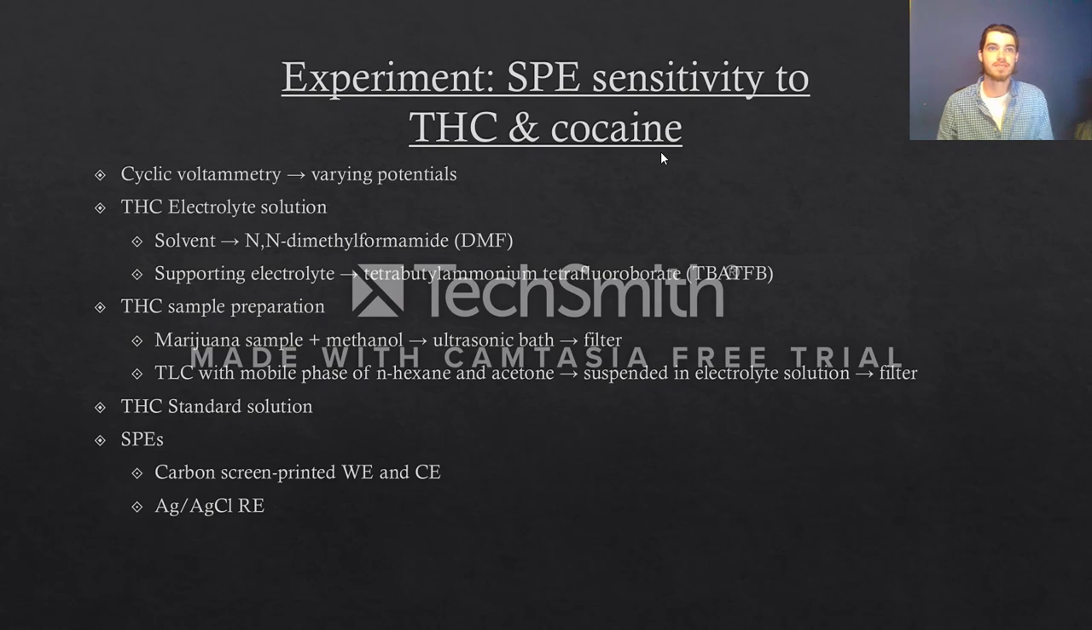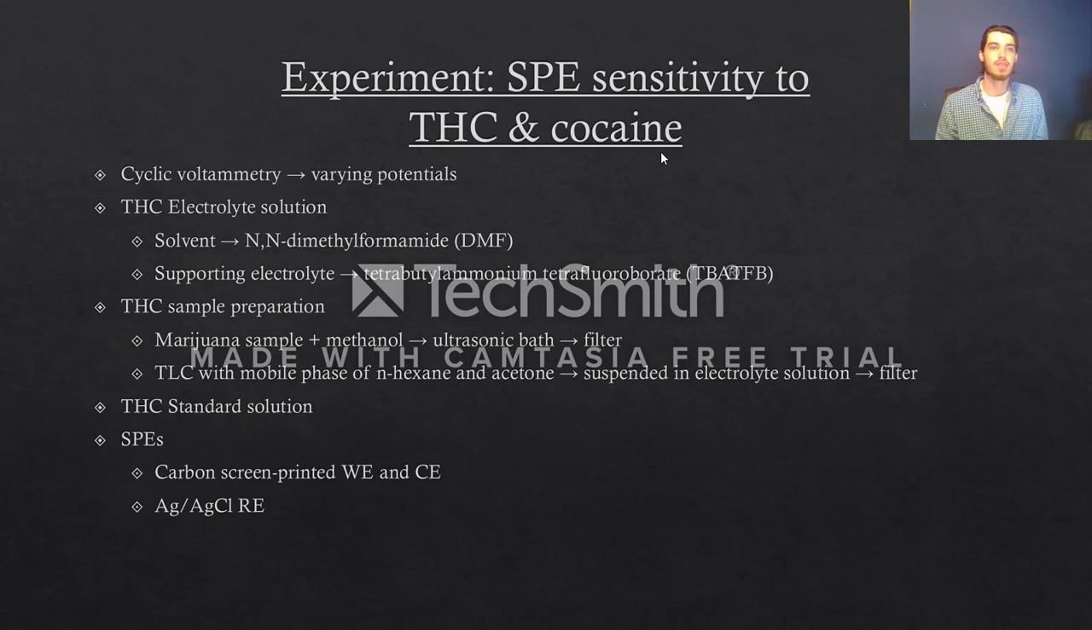aren't very defined. For the analysis of marijuana, the electrolyte solution was prepared by adding N,N-dimethylformamide, or DMF, and deionized water to a flask in a volumetric ratio of 9:1 to act as a solvent to the supporting electrolyte, which is tetrabutylammonium tetrafluoroborate, which was then added to the flask. A flow of nitrogen was passed through the solution to remove any electroactive oxygen that might be present, so it doesn't interfere with the results.